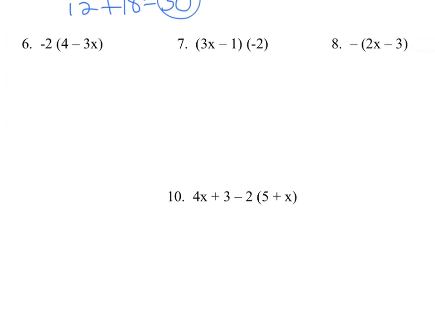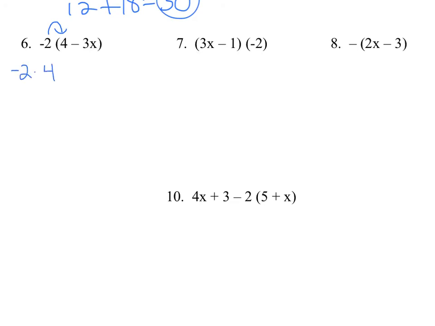I'm going to move over to number 6. Now, number 6, we are distributing a negative, so we really have to pay attention to the negatives. So I'm going to distribute negative 2. So it's going to be negative 2 times 4. Now this is where we really have to pay attention. I'm distributing this negative 2 to this negative. So a negative times a negative is going to give me a positive. So I'm going to put a positive here. And then when I do this second arrow, those negatives cancel out, so I'm just going to have 2 times 3x.